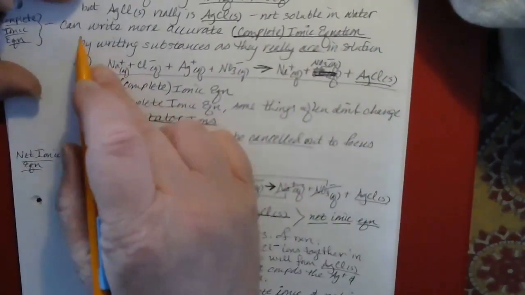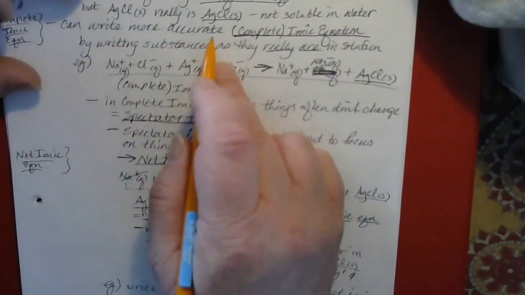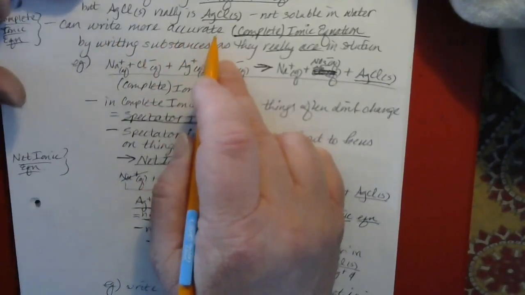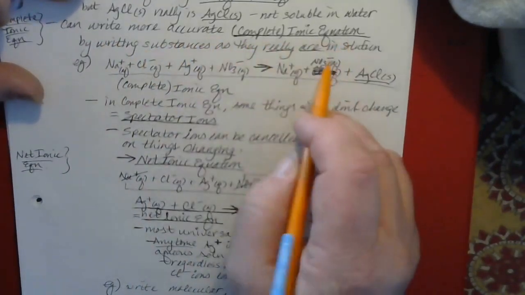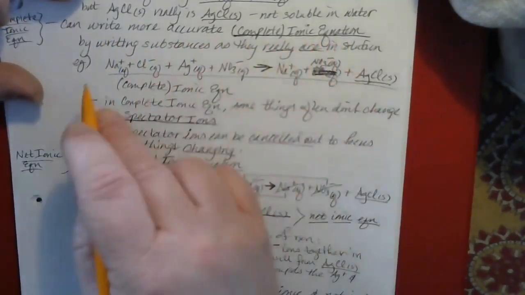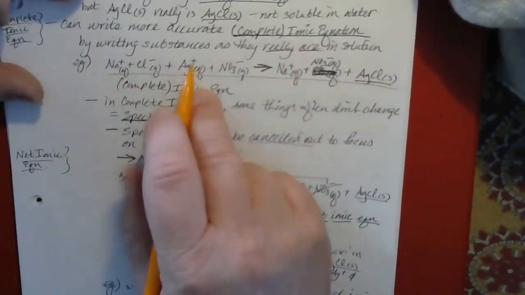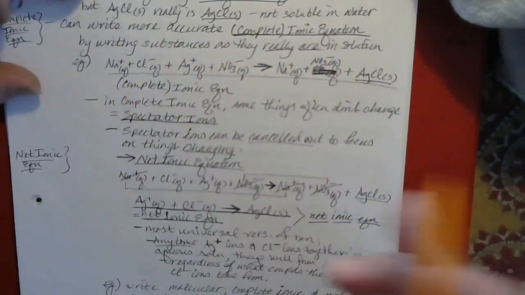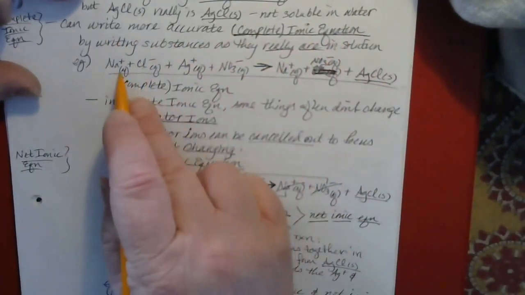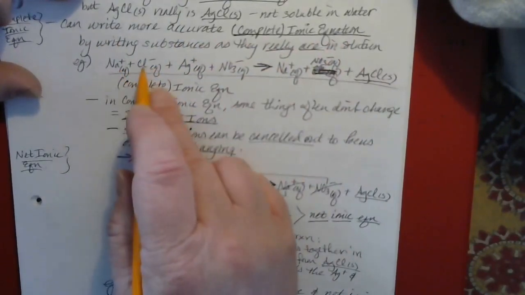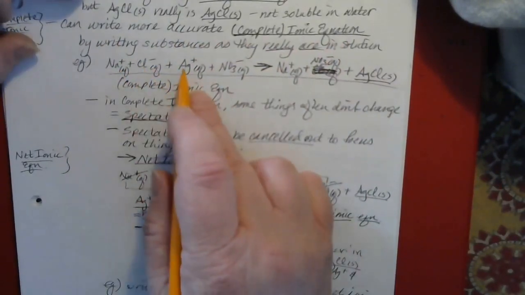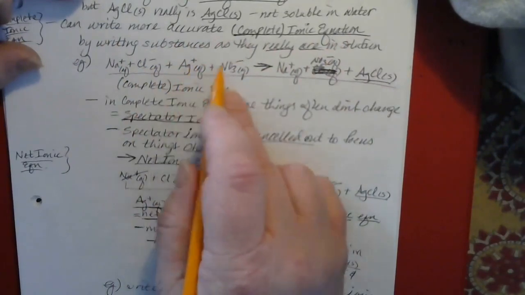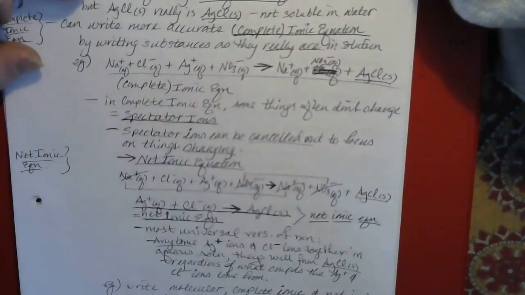With that information, you can actually write a more accurate depiction of what's really going on in the solution, known as the complete ionic equation. And that just involves the substances being written as they really are in solution. So if NaCl is actually present as Na+ and Cl-, that's the way you write it. And AgNO3 is actually present as Ag+ and NO3-, so that's the way you write it.